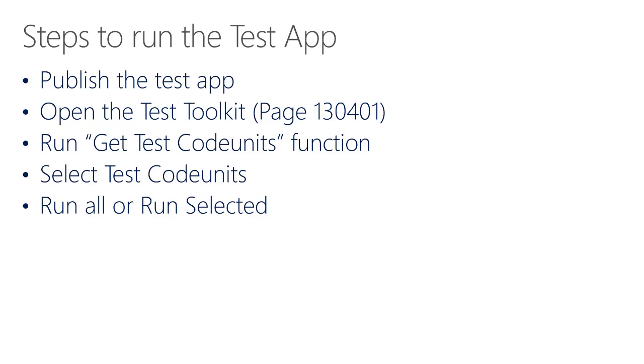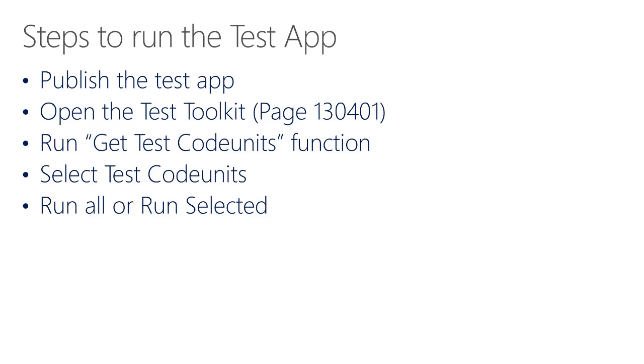Then from Business Central, you open the test toolkit. If you know how to do the query with a page number, you can use page 130401, but you can also just go into search and search for test tool. I'll show you how that works in a minute.